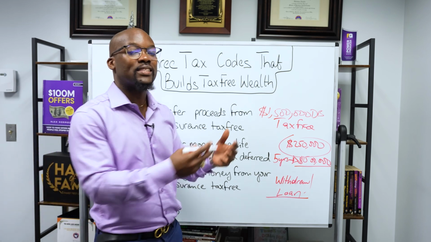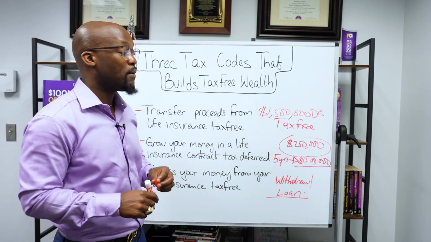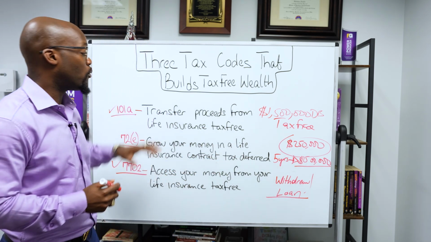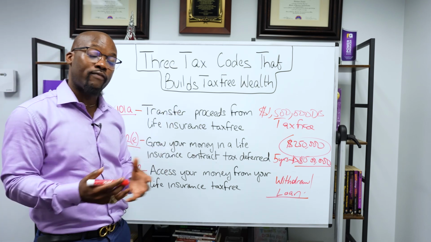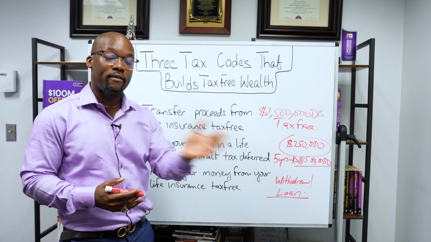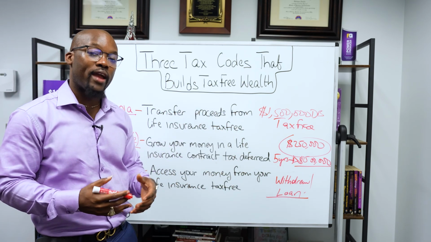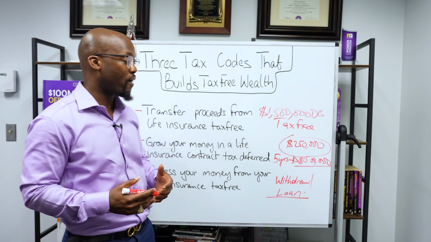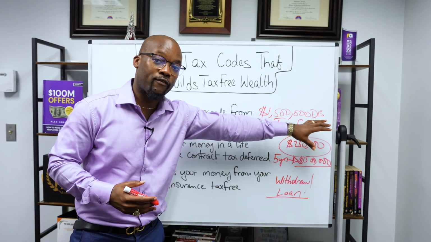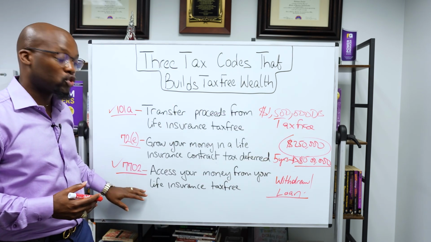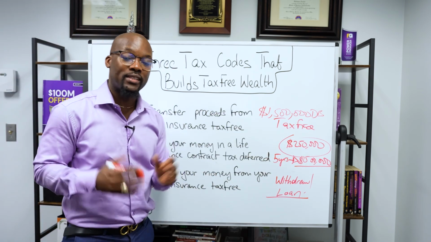Now, once again, this is not for everybody, but if you see the benefit in this, you can see how, number one, you're able to get coverage to protect your family and transfer wealth to them whenever you pass away. And also you're able to put money into the life insurance contract, provided that it's funded and structured the right way, and have your money grow tax deferred. And then with tax code 7702, access that money 100% tax free.